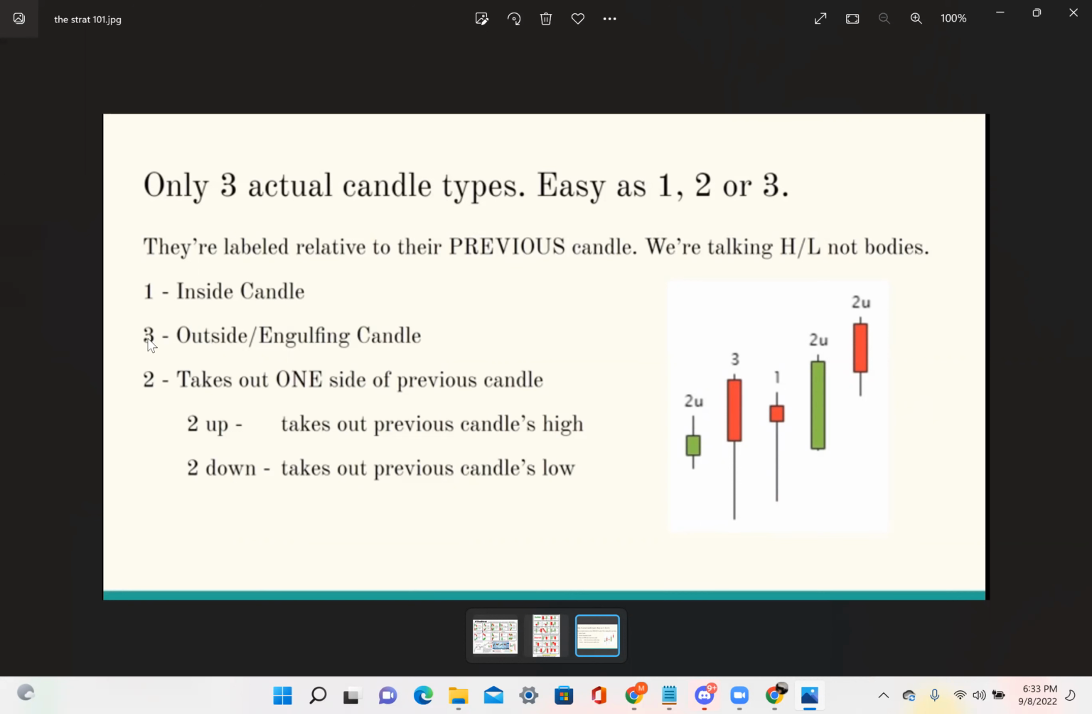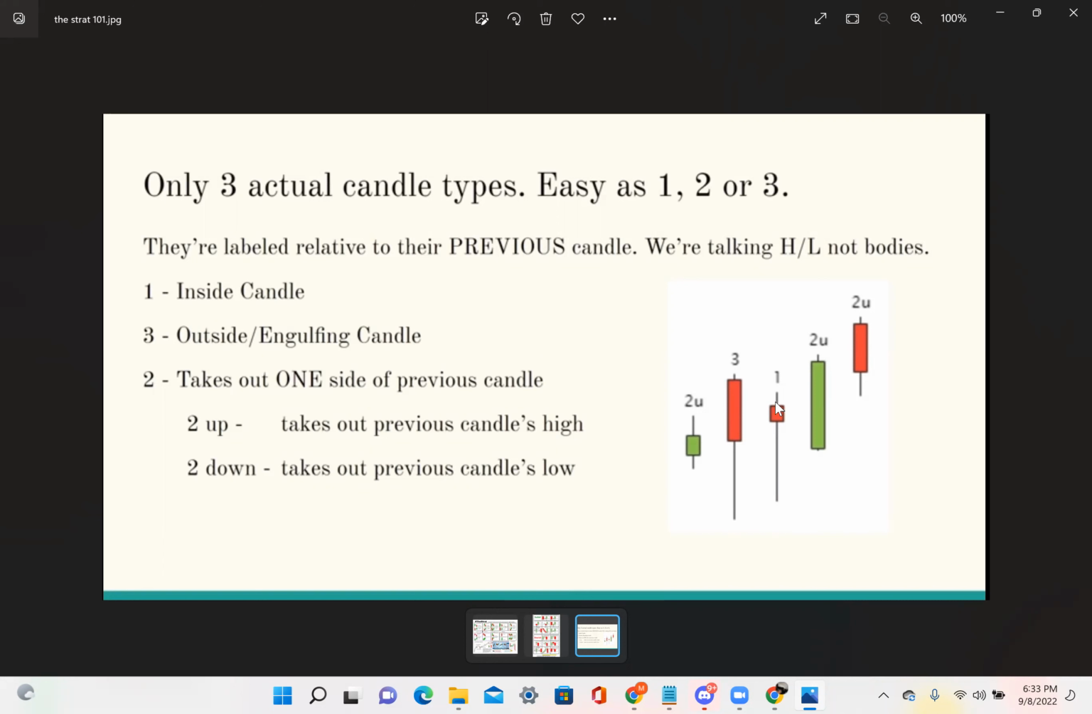1 bar, inside candle. 3, outside, engulfing. You see how 3 bars are engulfing? It breaks the high and the low. A 2 takes out 1 side of the previous candle, right? That's why they're 2s, because they can't be a 3. And a 3 can never turn into a 2, and a 2 can never turn into a 1, right? And a 2 up can never turn into a 2 down.